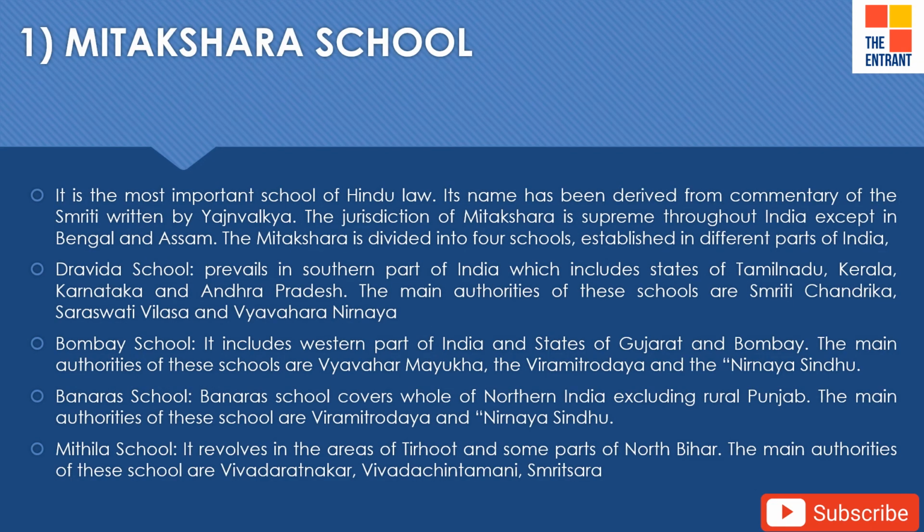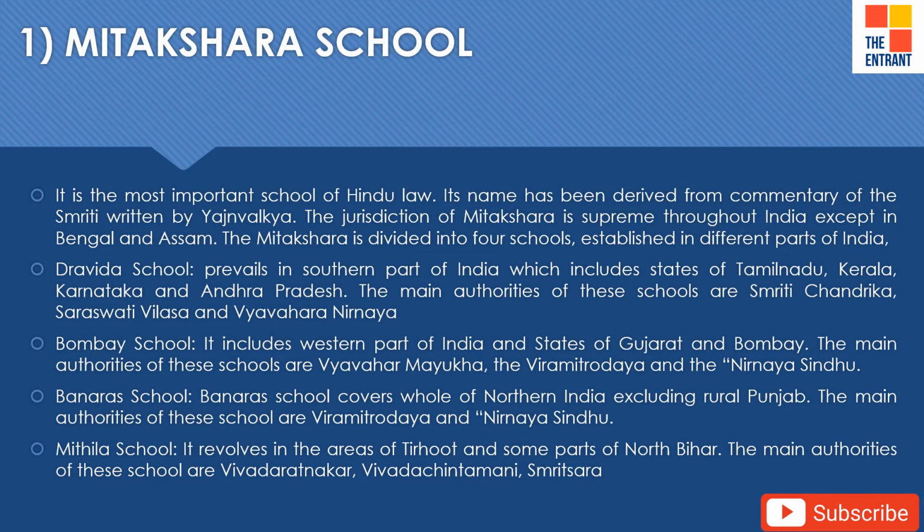The Mitakshara school is one of the most important schools of Hindu law. Its name has been derived from the commentary of the Smriti written by Yajnavalakya. The jurisdiction of the Mitakshara is supreme throughout India, except in Bengal and Assam. The Mitakshara is further divided into four schools established in different parts of India, namely Dravida School, Bombay School, Banaras School, and the Mithila School.